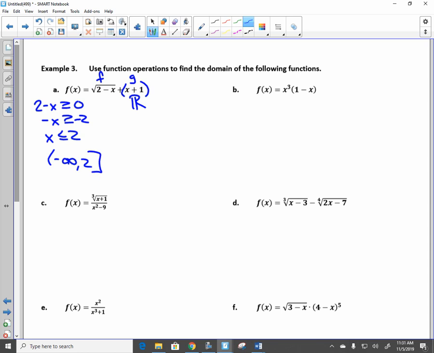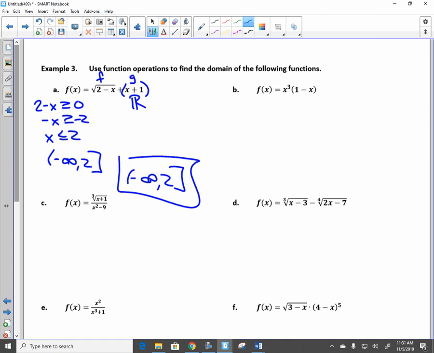So how do I determine the domain as a whole? I look at the overlap between these two. What's the overlap between negative infinity to 2 and all real numbers? Negative infinity to 2. So the whole point of this section is to be able to have you look at domain in a more analytical way. I want you to be able to, on this test, identify the domain of some crazy looking functions.